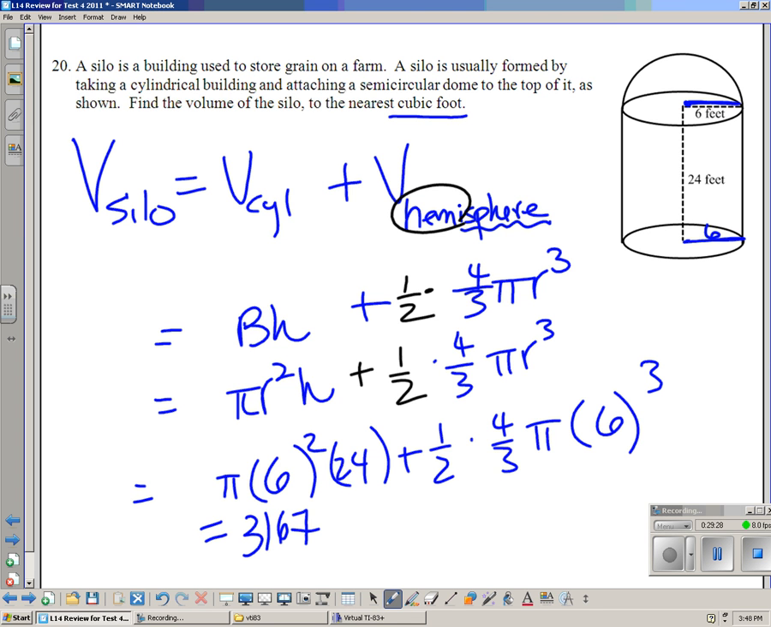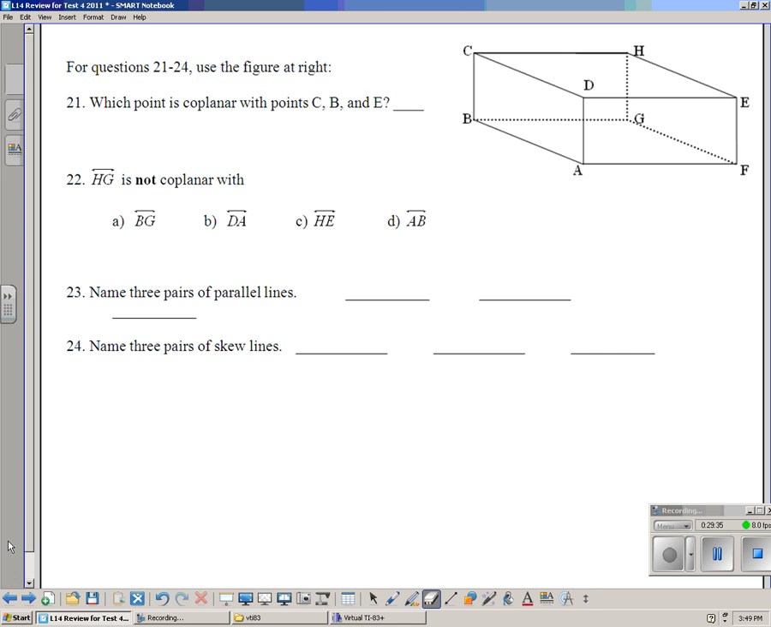This is a volume, so it would be feet cubed. That is correct, so my apologies for the mistake. Number 21. Actually, these we could probably do on this video. So questions 21 through 24.